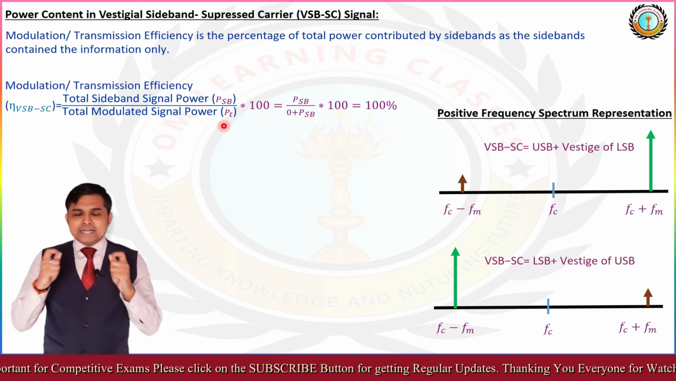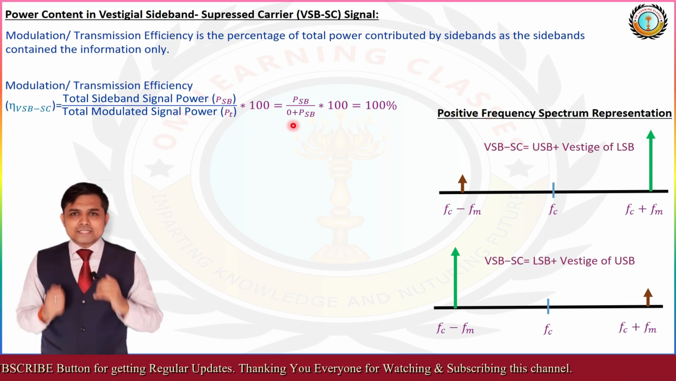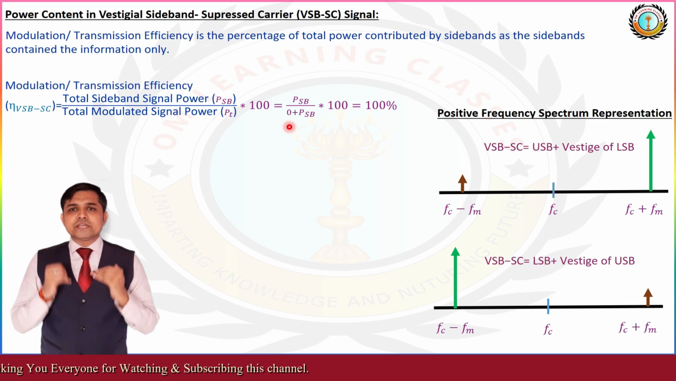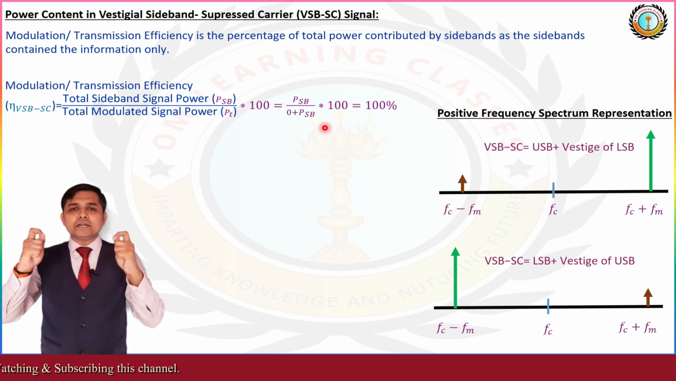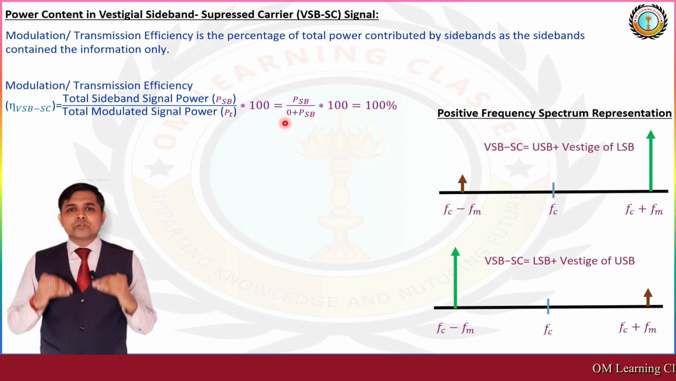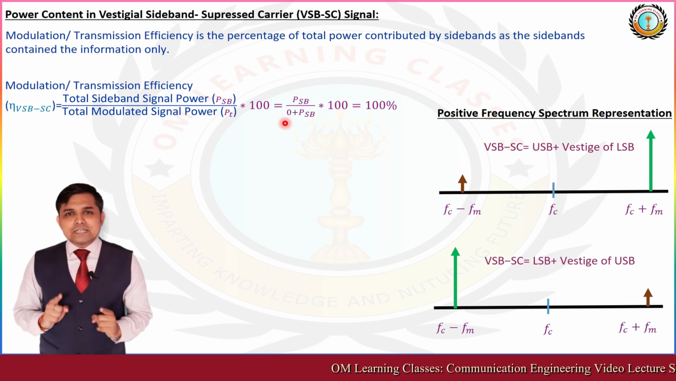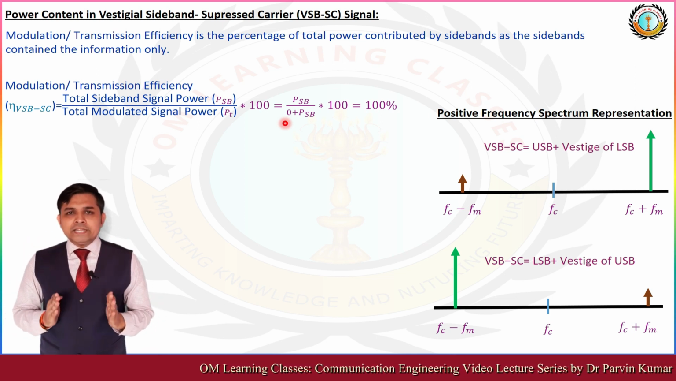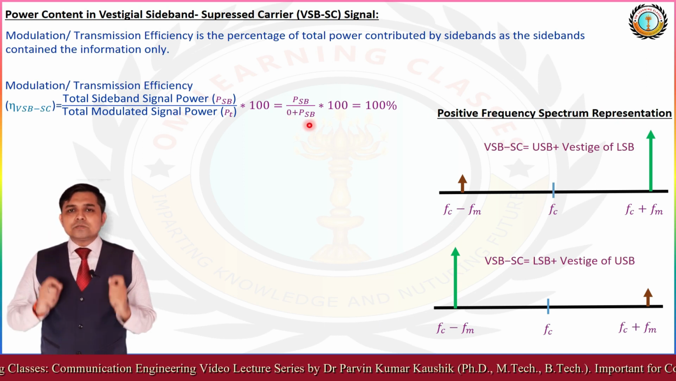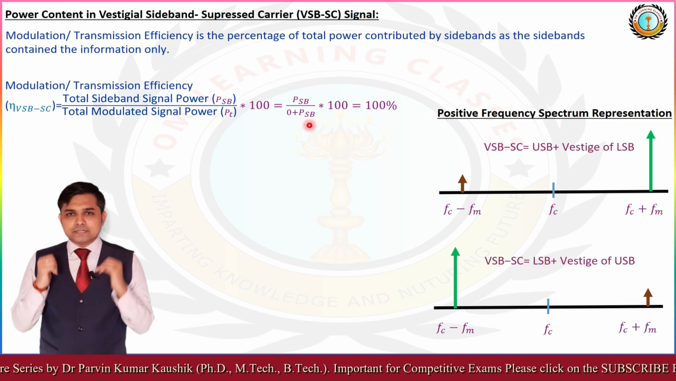And for percentage, we multiply by 100. If we calculate this, we have the modulation and transmission efficiency equivalent to 100%, similar to DSBSC and SSBSC, as the carrier power is absent and only sideband power is transmitted as the modulated wave for the VSBSC signal.